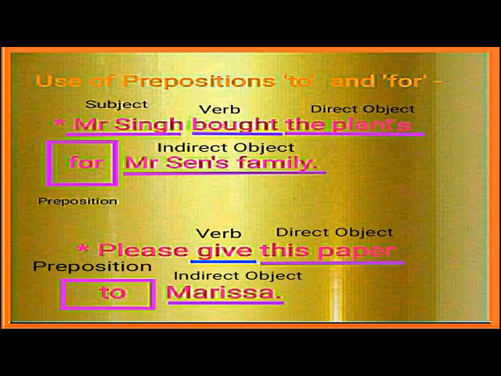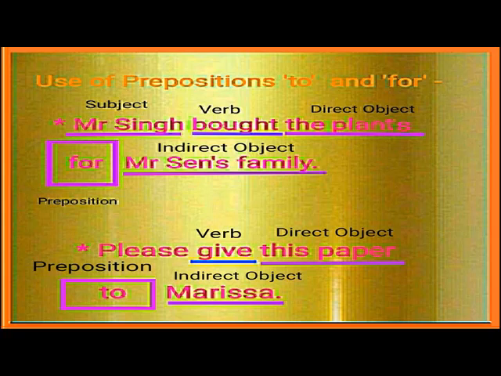Mr. Singh bought the plants for Mr. Sen's family. Subject, Mr. Singh. Doer also, Mr. Singh. Transitive verb here is bought. Direct object, the plants. Indirect object, Mr. Sen's family. Mr. Sen's family receives the direct object, the plants. The action, therefore, is performed for Mr. Sen's family.